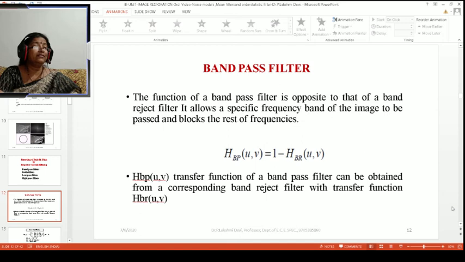How do you define the transfer function of band pass filters? HBP(u,v), where BP denotes band pass, is equal to 1 minus HBR(u,v), the band reject. If we subtract the transfer function of the band reject filter from the total image, the result gives the band pass filter transfer function, that is HBP(u,v) equals 1 minus HBR(u,v).